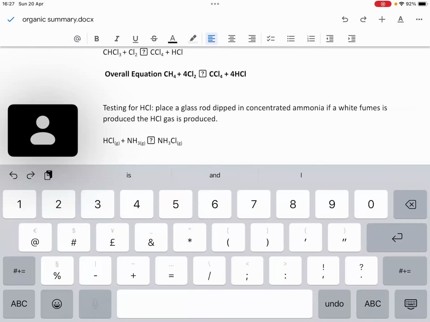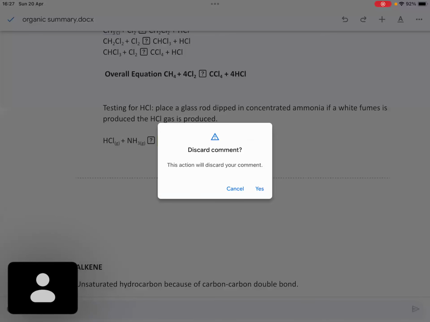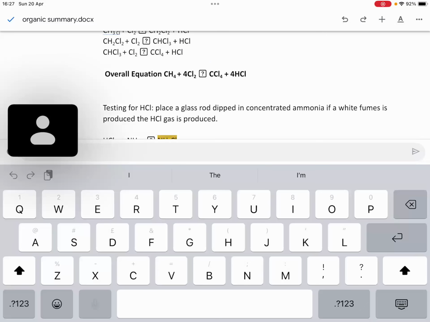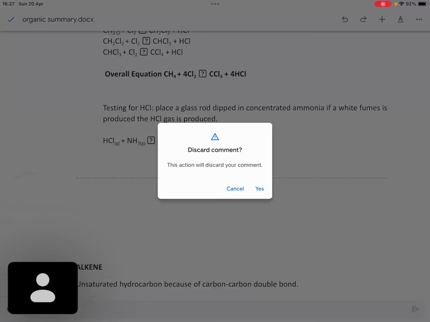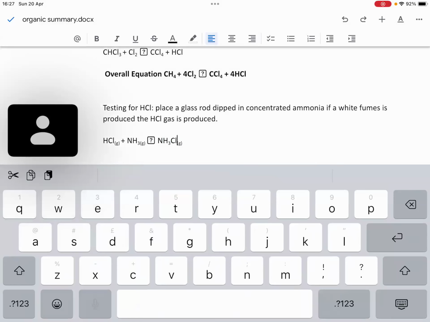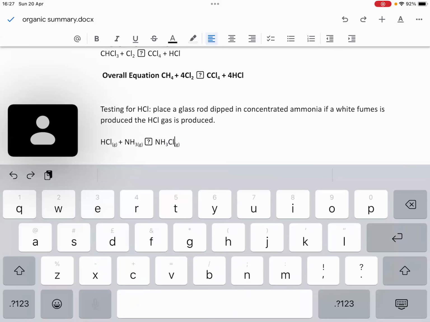Now, what can be merged with this is a little inorganic chemistry, where they're testing you on how you test for HCl. So you'd place a glass rod dipped in concentrated ammonia. If white fumes are produced, then HCl gas is produced. You can also be asked to write the equation for this reaction. And in writing this equation, we start with HCl gas.